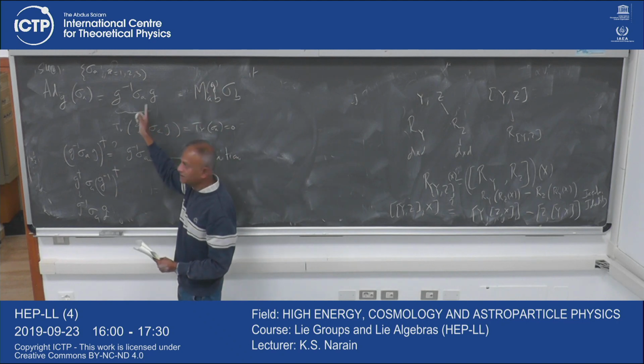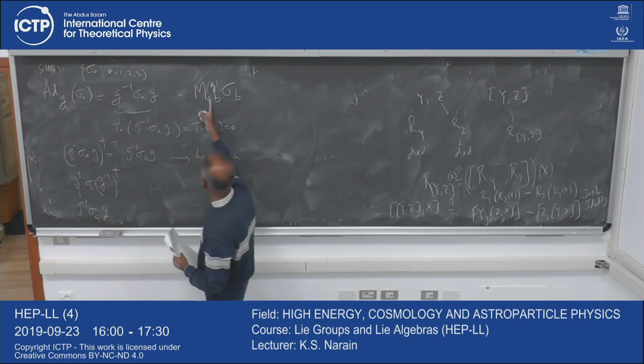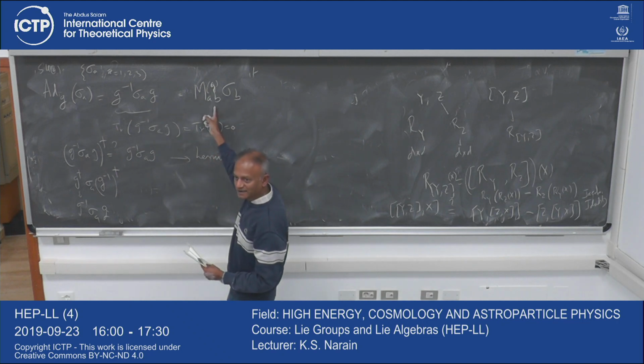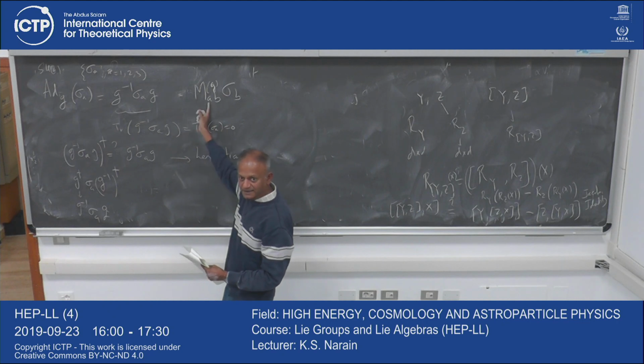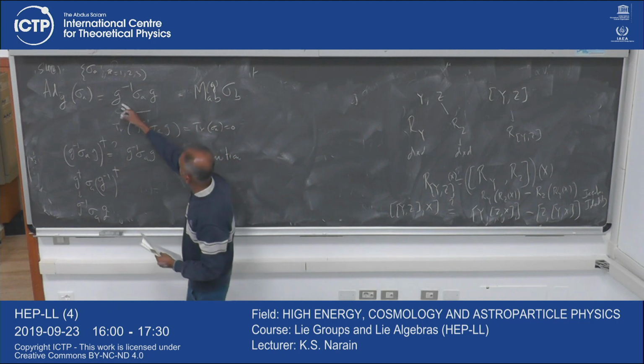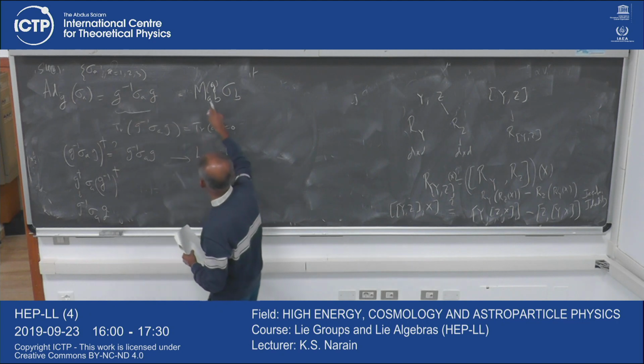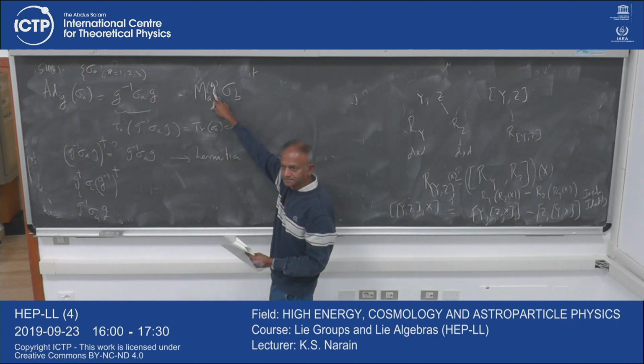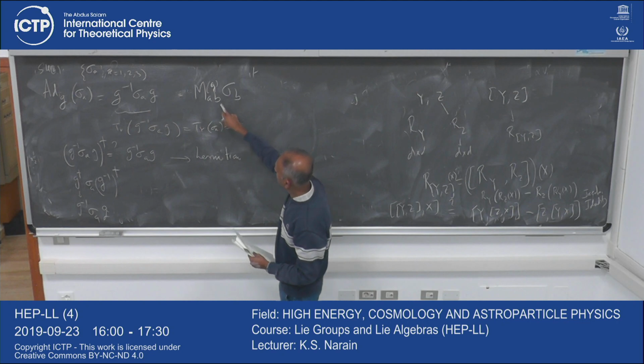For example, if G was identity, nothing happened. This will be just a Kronecker delta. Sigma A will go to sigma A. It will be the identity matrix. But in general, this is going to be some linear combination, but the coefficients will depend on which G you are talking about. And this notation is the following.